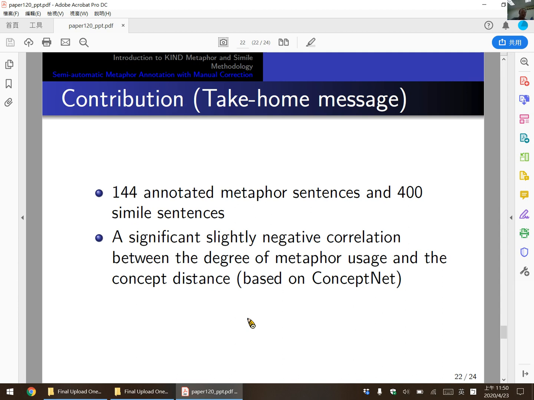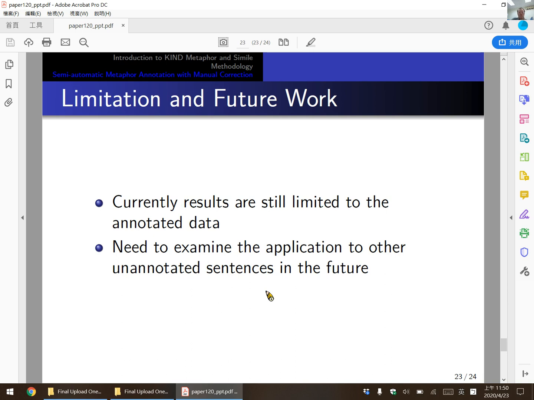And here's our contribution: we annotated 144 metaphor sentences, and we also annotated 400 simile sentences. Again, we found a slightly negative correlation between the metaphoricity and the concept distance. Our limitation is that the current results are still limited to our annotated data. It cannot scale to new or larger-scale data, and we need to examine the application to other unannotated sentences in the future.